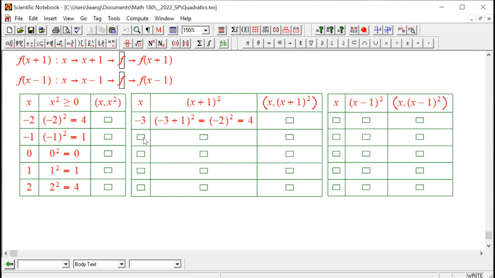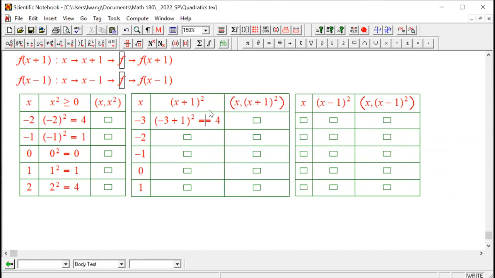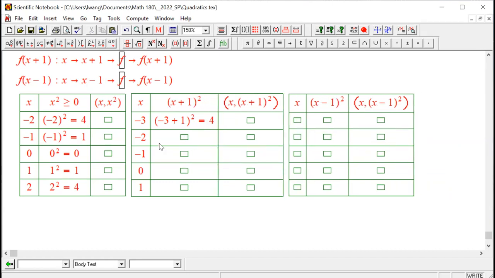And the next point, I'm going to choose, of course, -2, and this is going to be -1, and this is going to be 0, and that's going to be 1. Then I match the output. Okay, so this way we save a little space. So for the next one, when I choose input equals -2, the output is going to be -2 plus 1 squared, and the output is going to be 1.